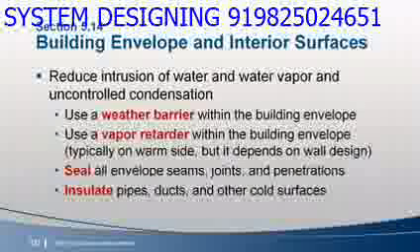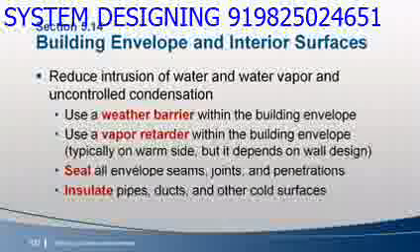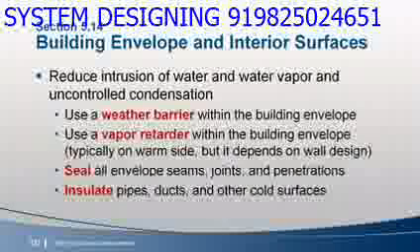Also, any cold surface within the building, including ducts, cold water pipes, and condensate pipes, must be insulated to prevent surface condensation. The insulation must include a vapor retarder on the warm side to prevent condensation within the insulation itself.